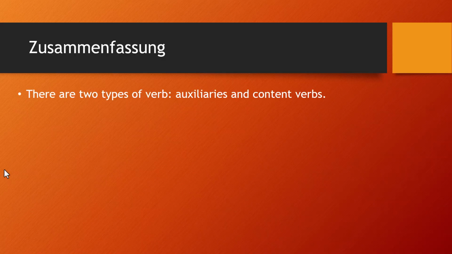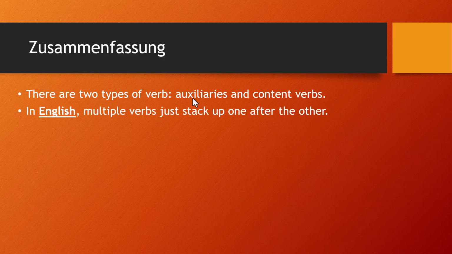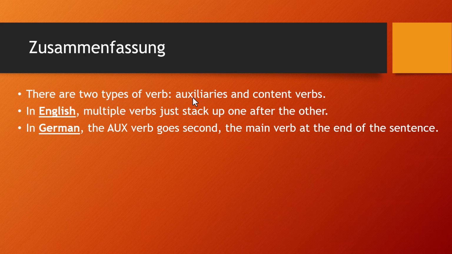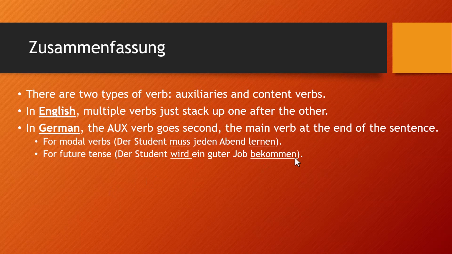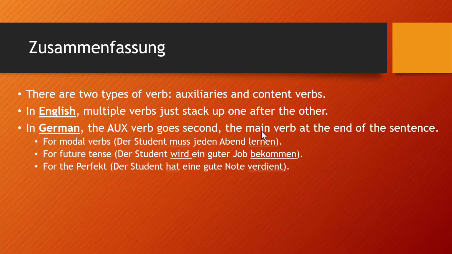So just to wrap everything up, Zusammenfassung, right? The grabbing of things together. There are two types of verbs, auxiliaries and content verbs, right? And the auxes break down into helping verbs and modal verbs. In English, we just stack all the verbs up one after the other. In German, we have that V2 thing and the main verb all the way to the end of the sentence. For modal verbs, right? Der Student muss jeden Abend lernen. For the future tense and for das Perfekt, the pattern is all the same, right? Verb second, and then the content verb all the way to the end.